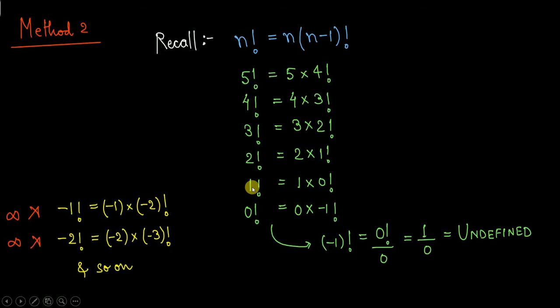Now if 1 unit is getting reduced, so if you subtract 1, what will you get next? 1 minus 1 is 0. 0 minus 1 is minus 1. So finally you'll get this expression.